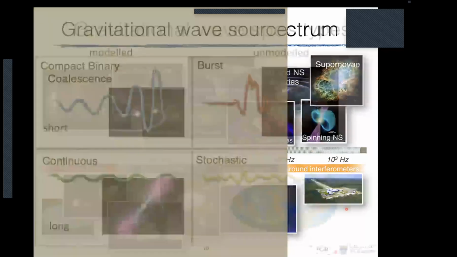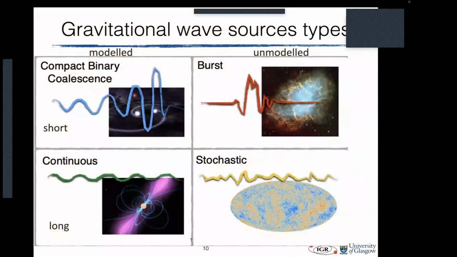Even in that small portion of the gravitational wave spectrum, I will only talk about compact binary coalescences, because those are the only kinds of sources we have seen so far. These are binary neutron stars or binary black holes that are spinning around and merging.